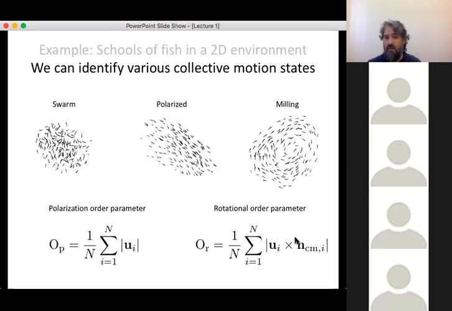So this is the center of mass of the system, the unit vector of the center of mass of the system in the direction I. So you have obviously this for X, Y, and Z. And again, the modulus should be taken after the summation.